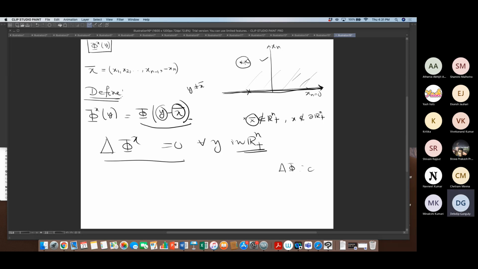Okay, but still you have to check one thing, that phi x of y has to satisfy phi of y minus x if y is in del Rn plus. Is that true?